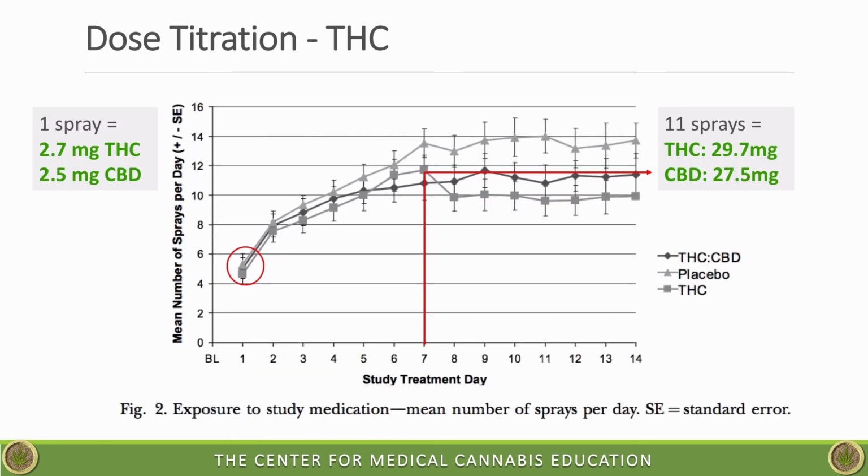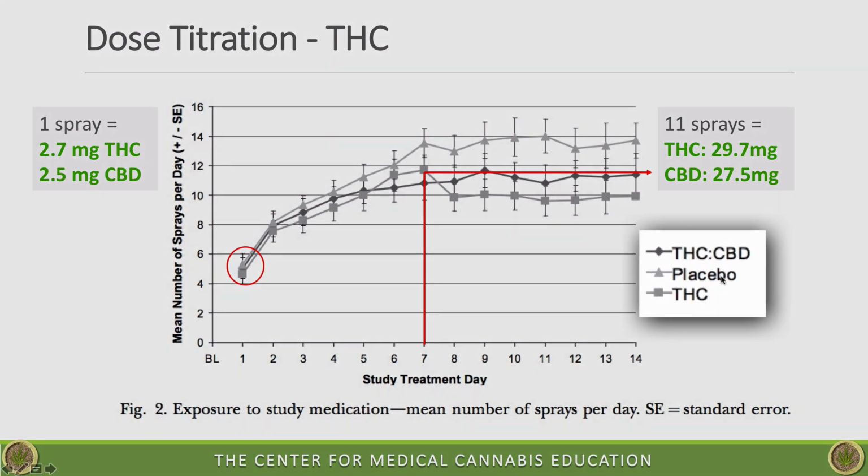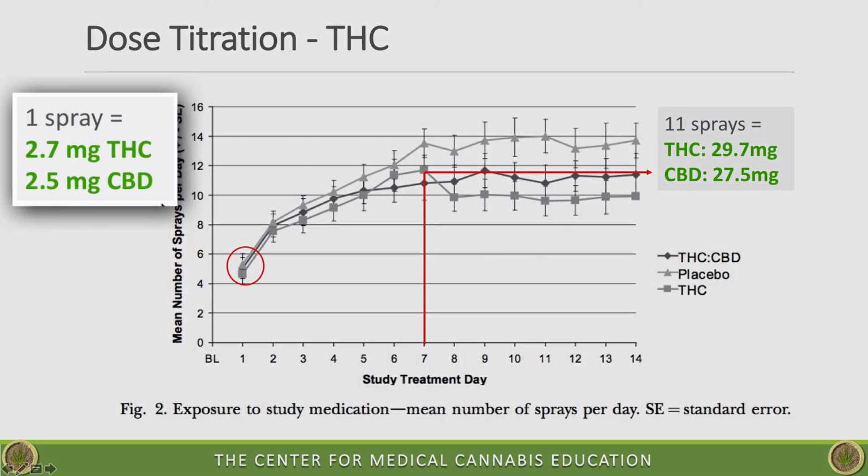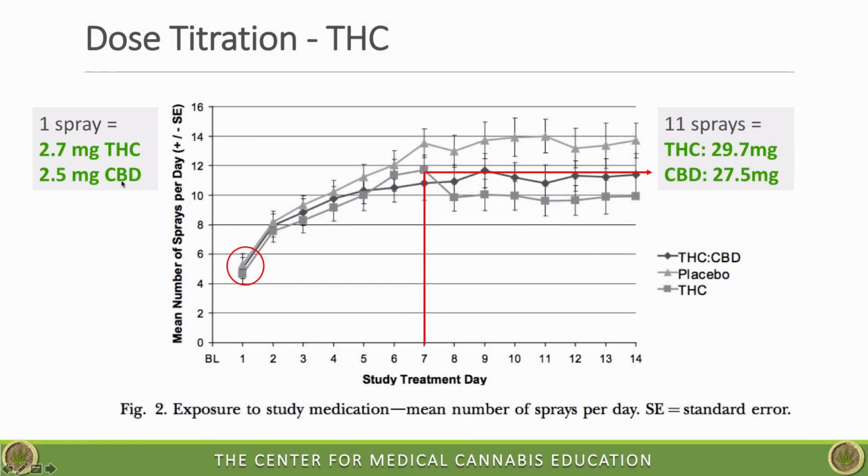This chart was taken from one of the phase 3 clinical trials investigating Sativex. It shows 3 different groups in the clinical trial: a THC group, a placebo group, and a THC and CBD group. This is the Sativex group. One spray of Sativex is 100 microliters, and it contains 2.7 milligrams of THC and 2.5 milligrams of CBD, so basically a 1-to-1 ratio. The vertical axis here is the mean number of sprays per day, and the horizontal axis is the number of days.